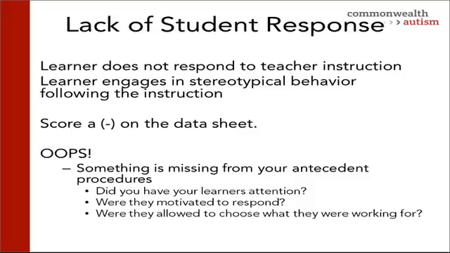Another option, of course, is that there's a total lack of student response. So the learner does not respond to the teacher instruction, or the learner engages in stereotypical behavior following the instruction. In this case, we want to score a minus on the data sheet. But what we need to recognize is that something's missing from our antecedent procedures. Did we gain the learner's attention? Were they motivated to respond? Were they allowed to choose what they were working for? This would indicate to us that there's something that we didn't do in that A portion, and we need to go back and think about those pieces.